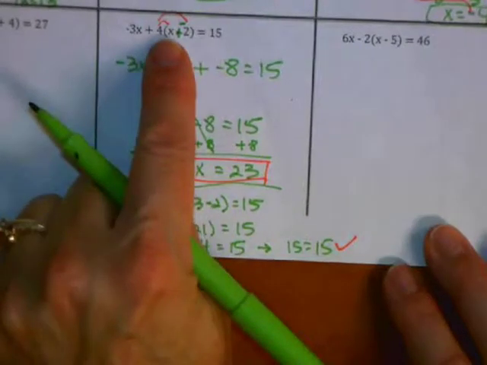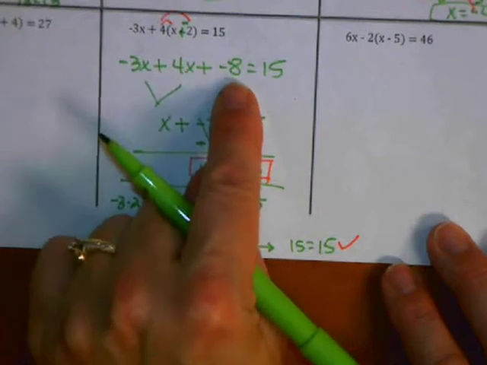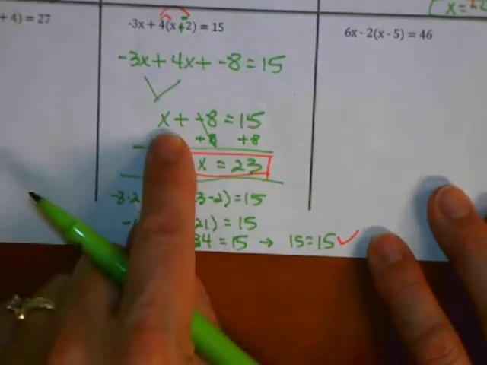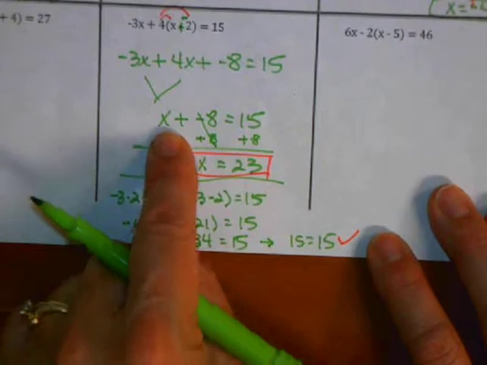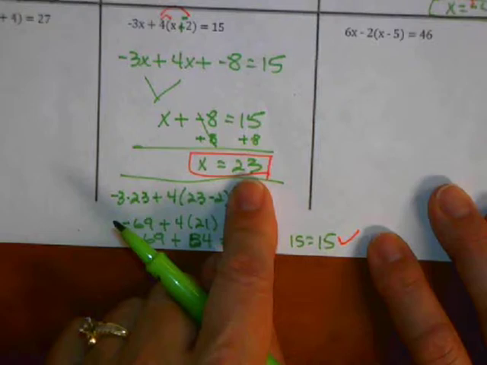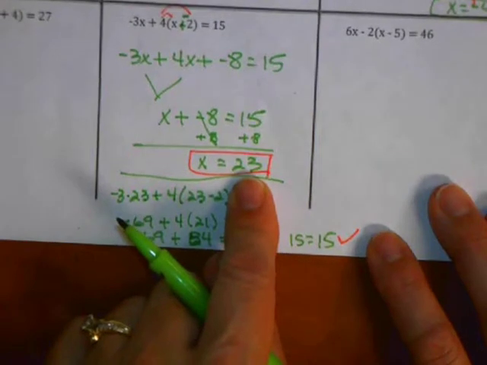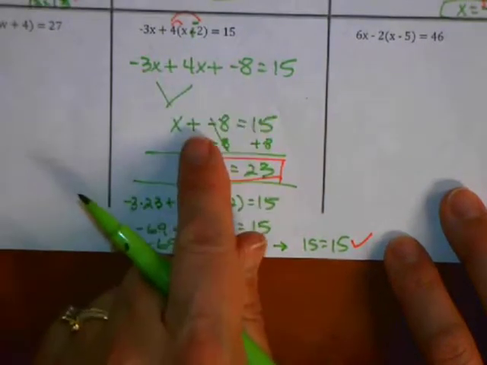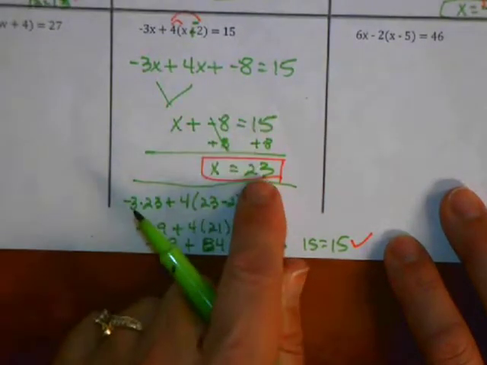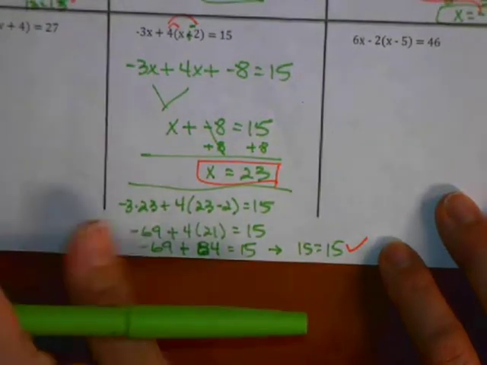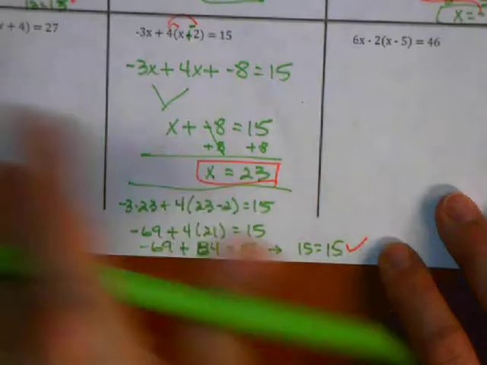So the first thing I did was I distributed. So I got negative 3x plus 4x plus negative 8 equals 15. Then I added these two together and I got 1x. You can put a 1 there, it's fine. Plus negative 8 equals 15. Add 8, x equals 23. Yeah? If you didn't get that, do you see your mistake? Okay, I distributed, combined, added 8, and x equals 23. And then I checked, and it worked. Okay. I don't think we need to do more here, do we? Let's flip it over.